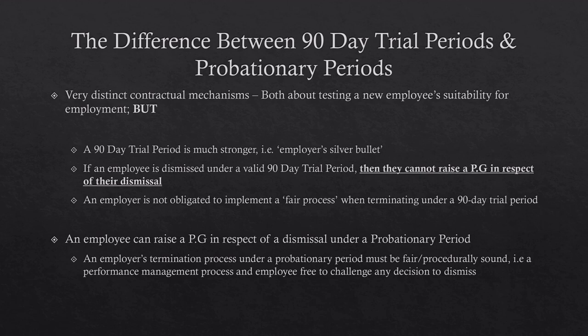So the short point here is that an employer's termination process, or the procedure that needs to be followed, the paper trail, if you will, under a probationary period must be fair and procedurally sound, namely a truncated or formal performance management process, a PIP, if you will, and the employee is free to challenge that decision to dismiss them in the context of the probationary period. Whereas that's a lot harder or near impossible for an employee to do if they're dismissed under a valid 90-day trial period.